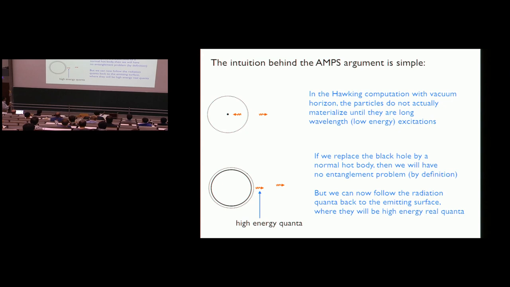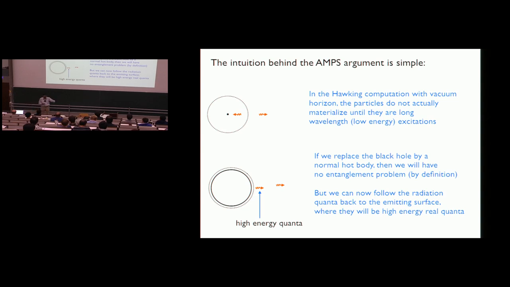Only when these vacuum modes come sufficiently far from the horizon, a distance like 4m or 6m, they become real particles. But if you actually had a hot surface there which is emitting, like in a fuzzball, then out here you get the same low energy modes, but if you follow those modes back and back, because of the redshift, here they are much higher energy modes, but they're still real particles. So you can touch them, you can get burnt by them, and they are real particles. So this was the AMPS intuition.